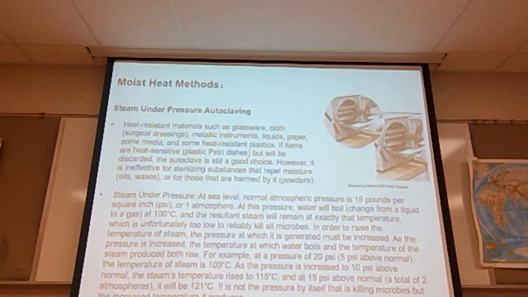But what you will do is you will close this door. You see the red circle, that is a seal. You close the door. This is the lock that locks the chamber down. You will then, using steam, raise both the temperature and the pressure inside that chamber.